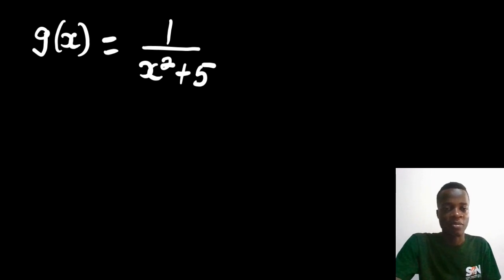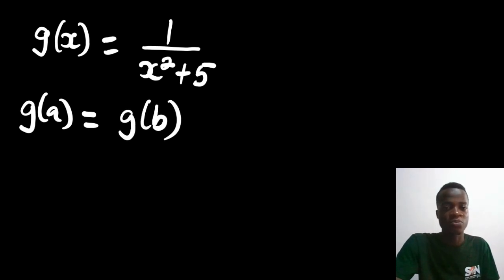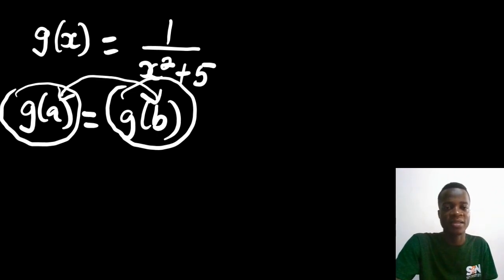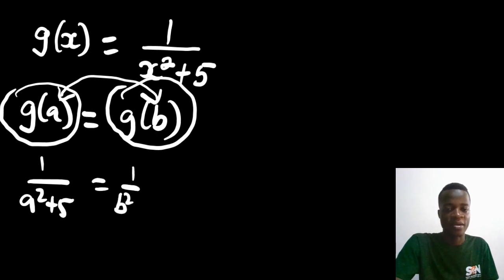Let's solve another question. Here too, I'm going to have g of a should be equal to g of b, meaning the outputs, this whole thing like this is an output, are the same. If the outputs are the same, then we need to actually expand and see if a and b are the same before we can qualify this thing to be a one-to-one function. So 1 over a squared plus 5 will be equal to 1 over b squared plus 5.